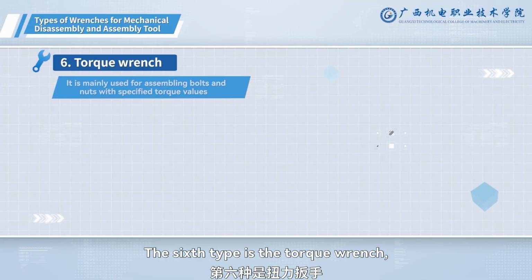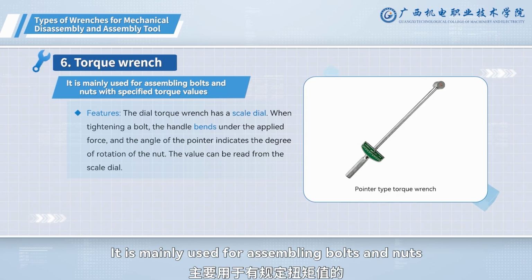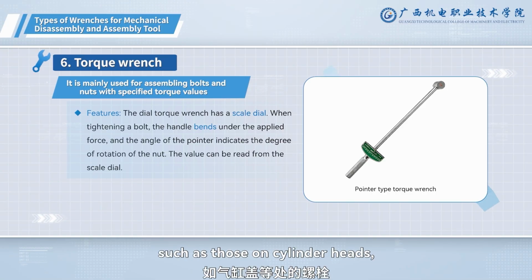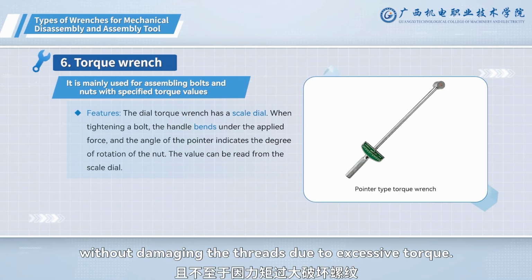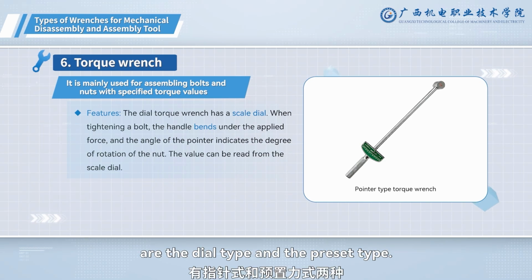The sixth type is the torque wrench, which displays the torque value during tightening. It is mainly used for assembling bolts and nuts with specified torque values, such as those on cylinder heads, to ensure that the threads are securely tightened without damaging the threads due to excessive torque. The common types of torque wrenches are the dial type and the preset type.